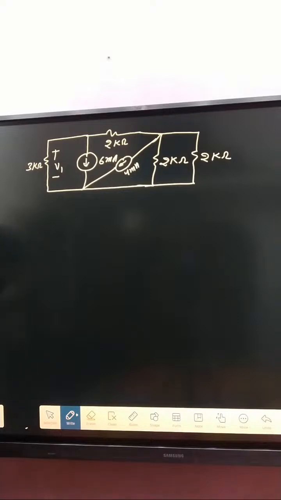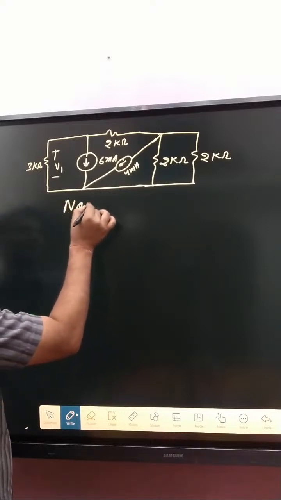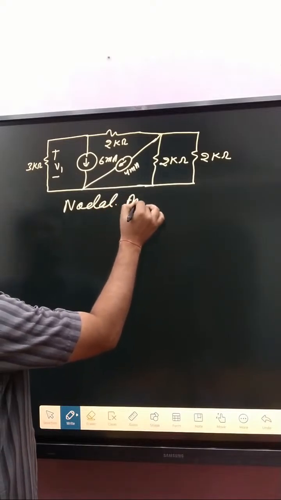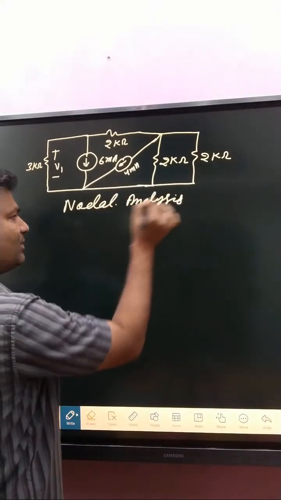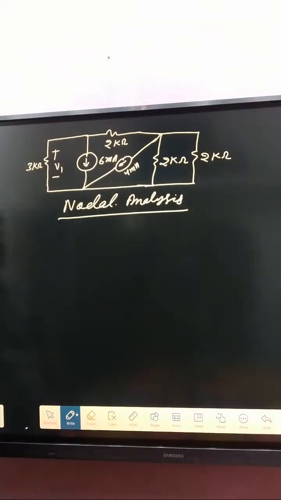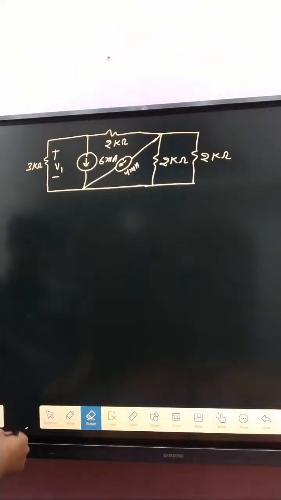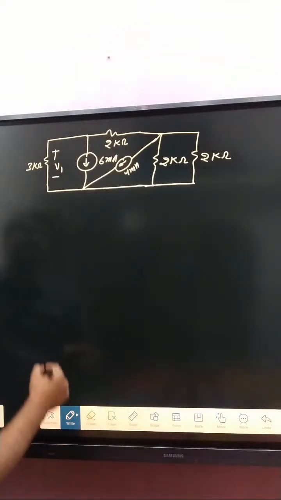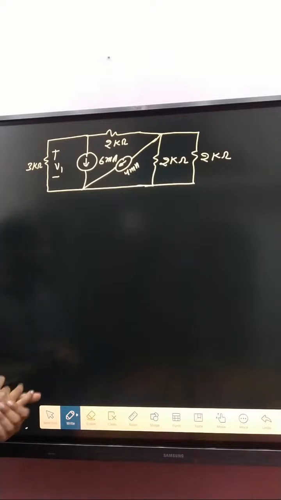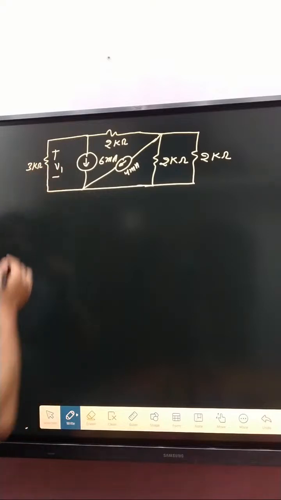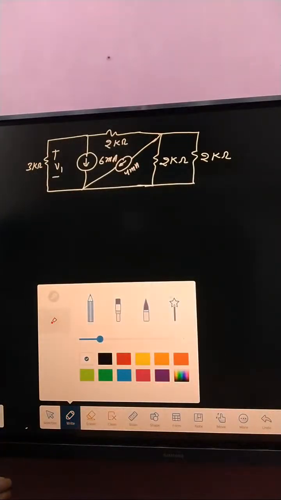Okay. Now, corresponding to this question, our motto is to determine V1. With the help of this question, you can do it with nodal analysis. If the question says to find the node voltage using nodal analysis, then you can apply simple nodal analysis, not another method. So first of all, if you apply nodal analysis, the first step says decide branch current.